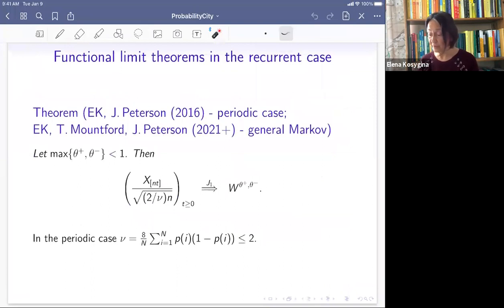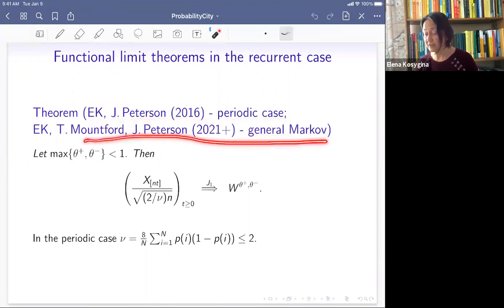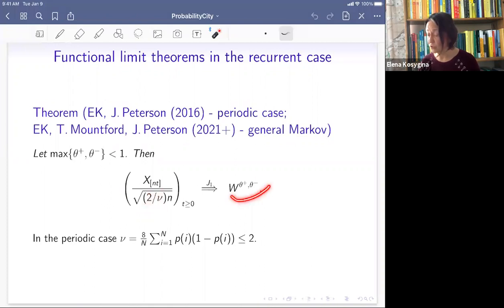it's natural to state this functional limit theorem, which we proved with Jon in the periodic case, and it took us many years to figure it out in the general Markov case. Basically, the main result for this talk is the convergence to Brownian motion perturbed at extrema in the general Markov cookie stack case. But the theorem looks exactly the same as before. We rescale the random walk properly. Now here we have 2 over nu. Previously with bounded cookie stacks, nu is 2, so there was nothing here. And this process converges in the standard Skorokhod topology to Brownian motion perturbed at extrema with parameters theta plus, theta minus. In the periodic case, we have an explicit formula for nu, and we know that it's always, just from this formula, less than or equal to 2.